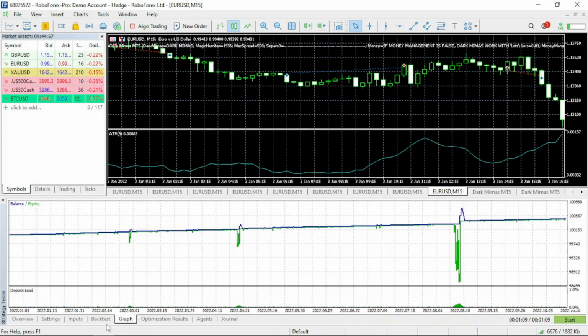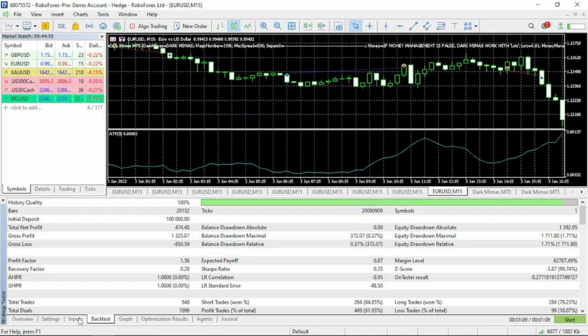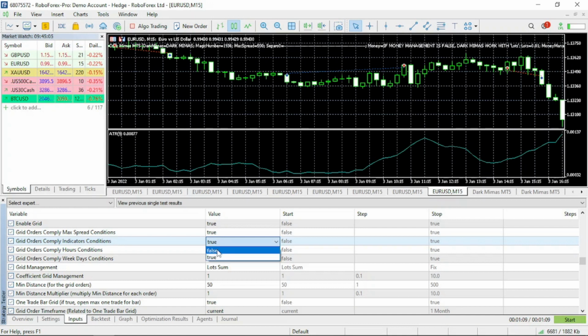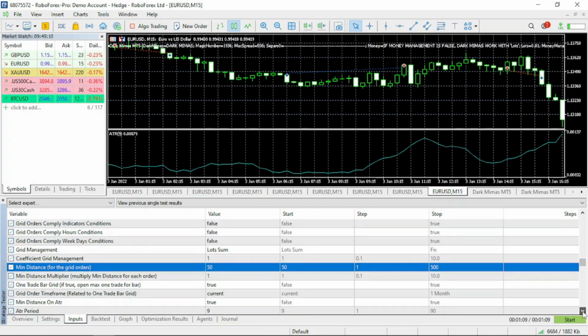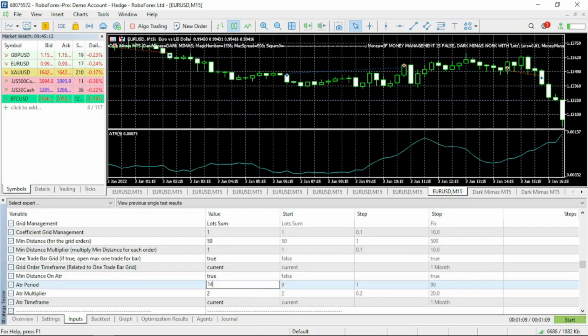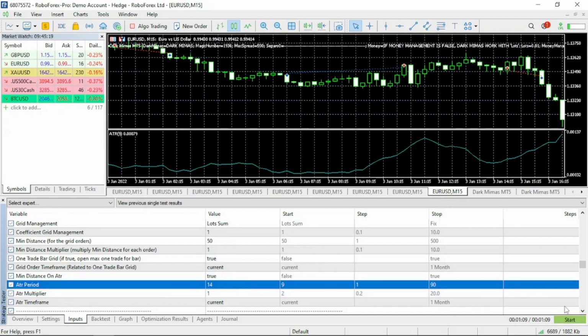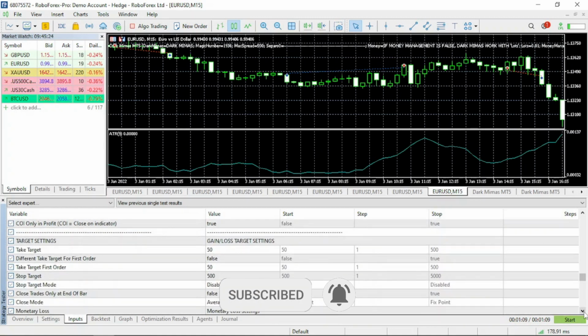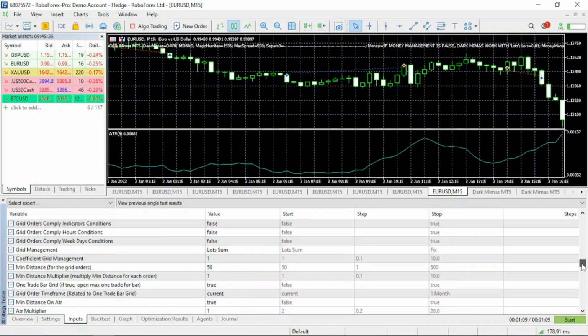To do this, let's go back to settings and take a look. So under inputs, I'm going to change grid order comply with indicator conditions to false. The next thing I'm going to change is the ATR period to 14 and the ATR multiplier to 1. Makes it a little bit less sensitive during large market movements. I'm also going to adjust my take profit for the first order to 60 and take target for the first order to 70.